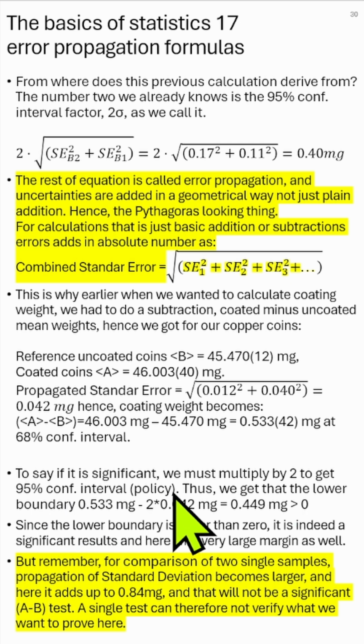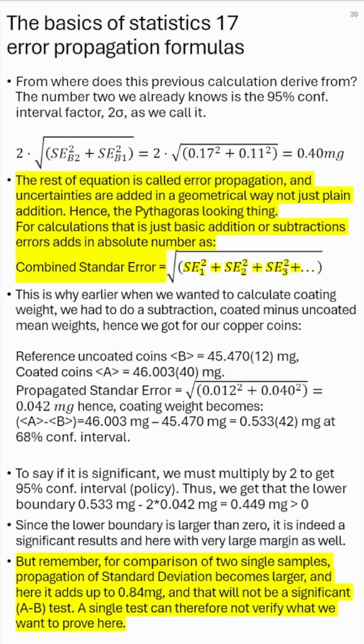So that's the policy. So the lower boundary, 0.533 milligram, that is the mean value coating weight, minus 2 times the standard error. The standard error is 2 times 0.042 milligram. That means that the lowest value is 0.449 milligram. And that is a larger number than 0, right? Hence, this is a significant coating weight that we have calculated here.